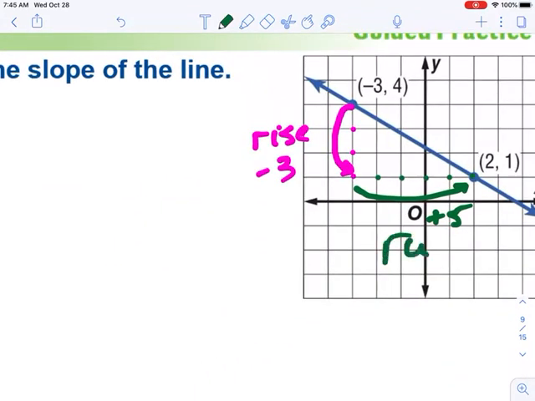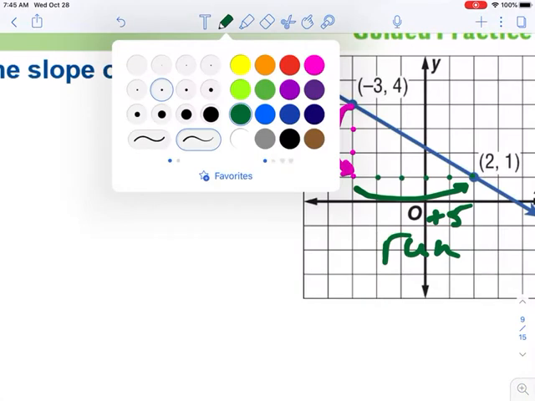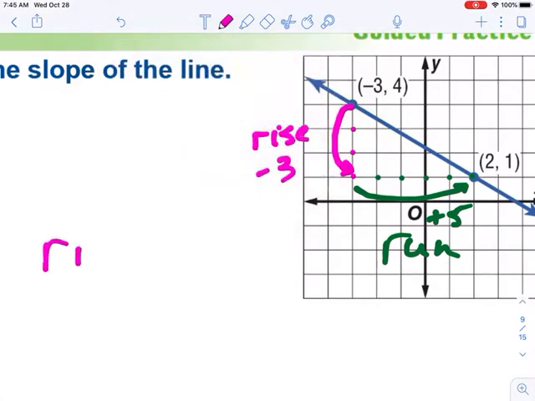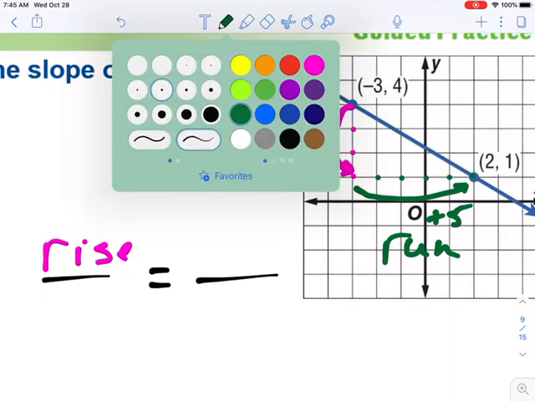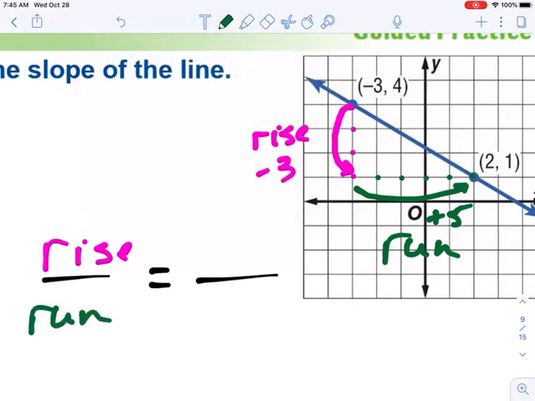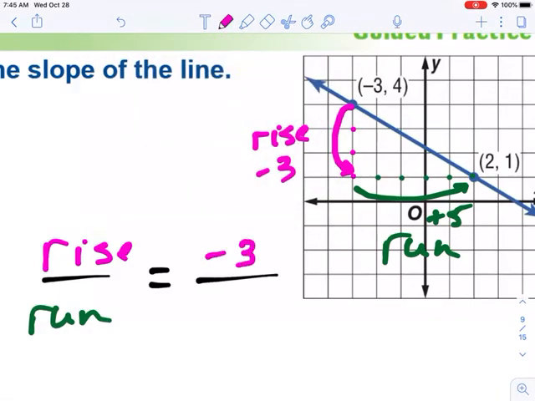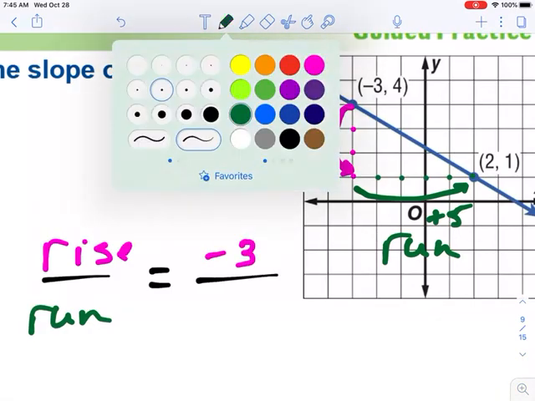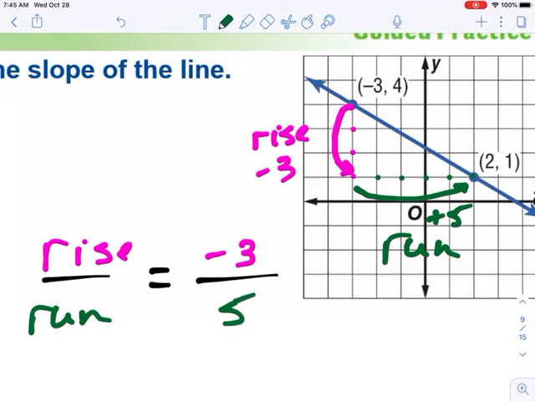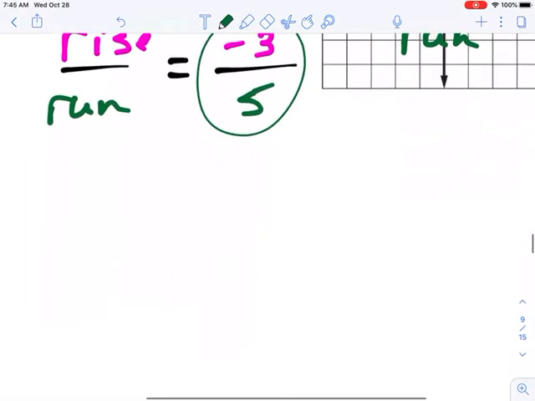This is run. Okay, rise over run. Rise. Let me get my colors. Over. Run. Green. Negative 3 over 5. Not reducible. Slope, negative 3/5.